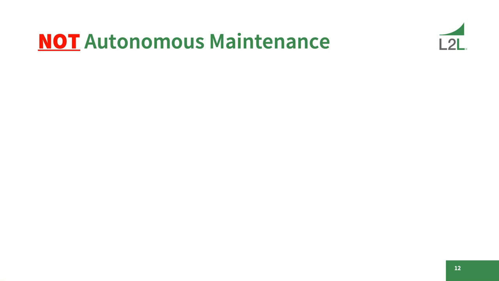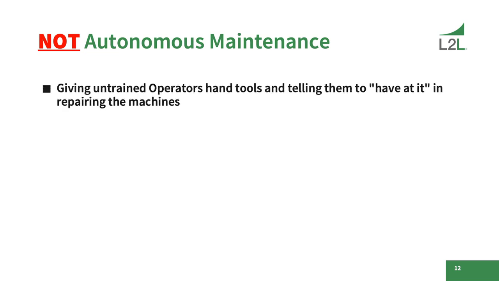So let's talk about what it's not first, okay? Because it's important to understand that. This is where a lot of people struggle. Autonomous maintenance is not about handing out tools to the operators and saying, hey, here you go, have at it, go fix it. You guys are now maintenance. That's not what this is about. And so we need to understand that up front.